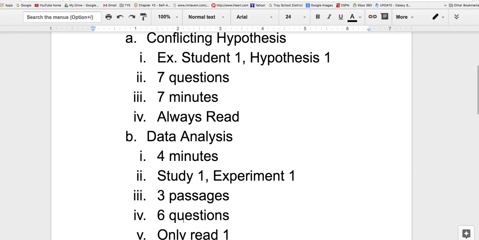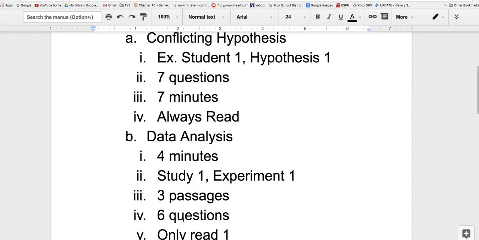Is passage 1 data analysis? No, it's not, because there's no student study 1 or experiment 1. Is passage 2 data analysis? No, it's not. There's nothing. What about passage 3? No. Passage 4? Yes, passage 4. It says right there, study 1. Passage 5? Yes, it says experiment 1. Passage 6? Yep, it says study 1. Passage 7? No, because it's just a diagram and then charts. Okay.